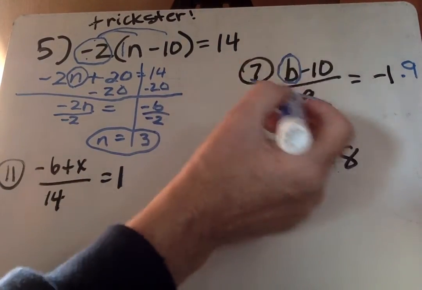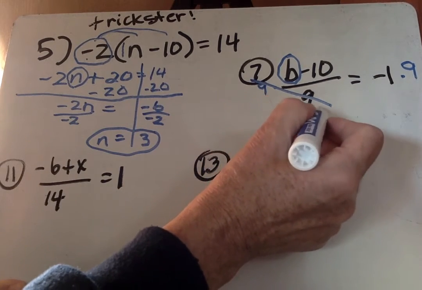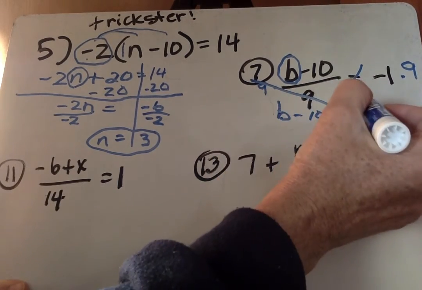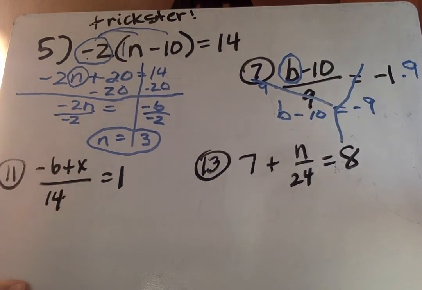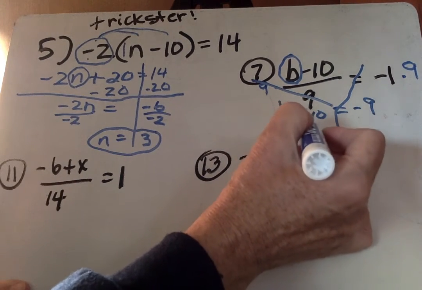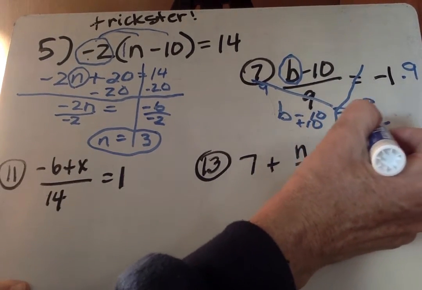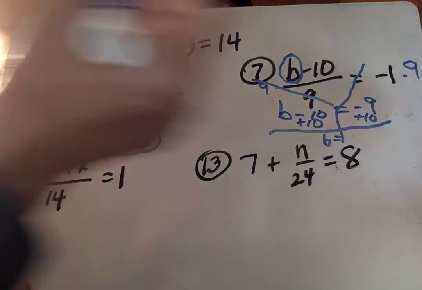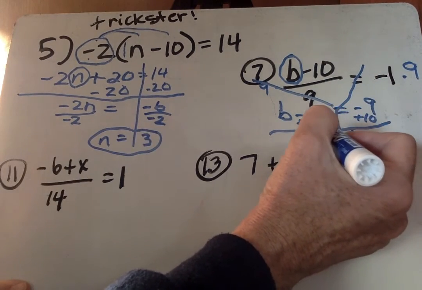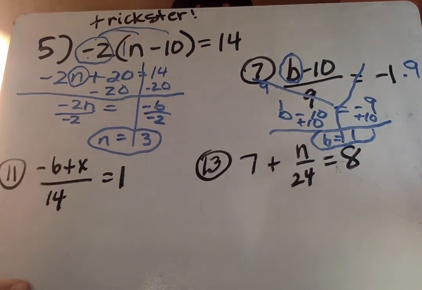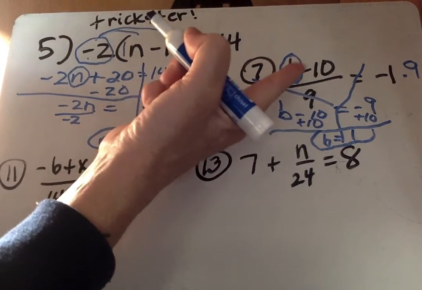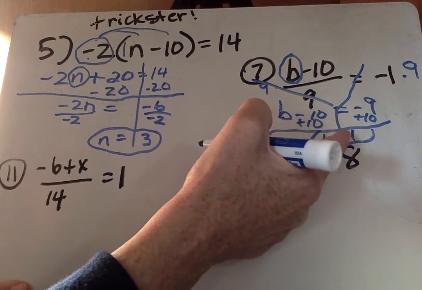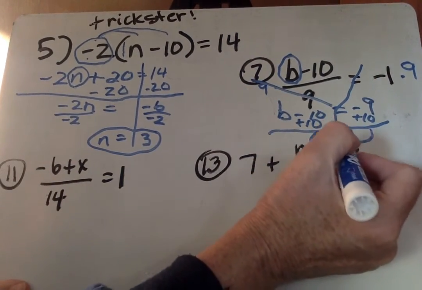Once we get rid of that, we can now say b minus 10 equals -9. Then we add 10 here, add 10 here. And that's a battle, so we subtract. The 10 wins the battle. B equals 1. Okay. If I want to go back in, I go 1 minus 10 is -9 divided by 9. Is that -1? Yep, so I know I got the answer right, that B equals 1.